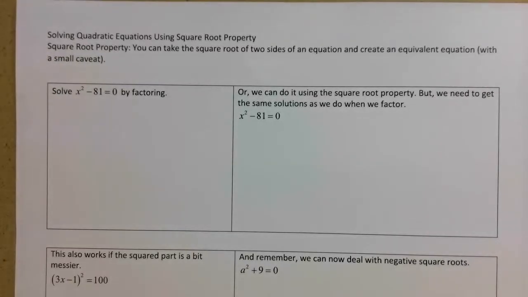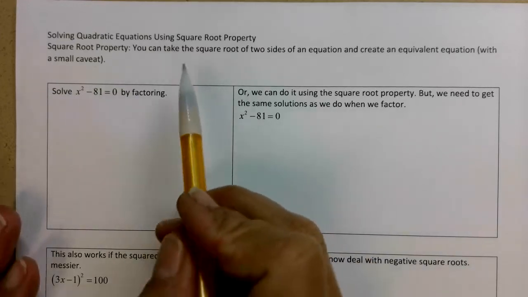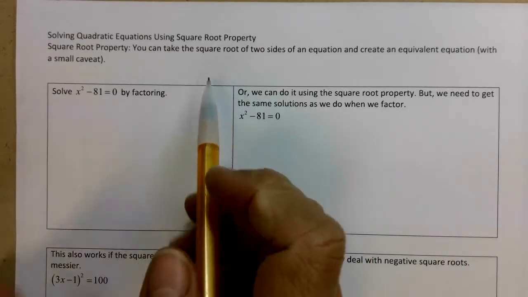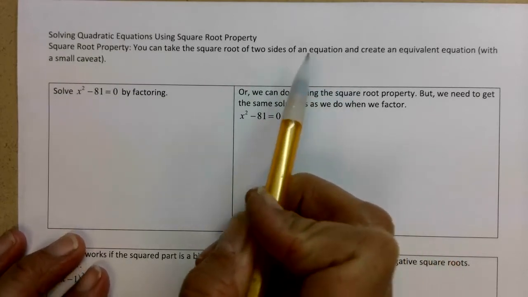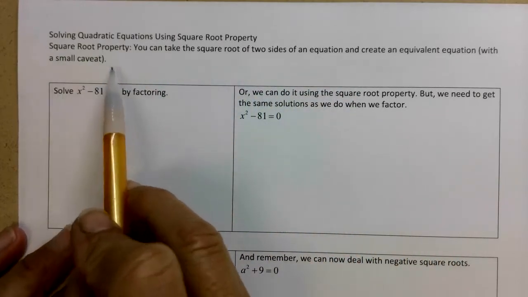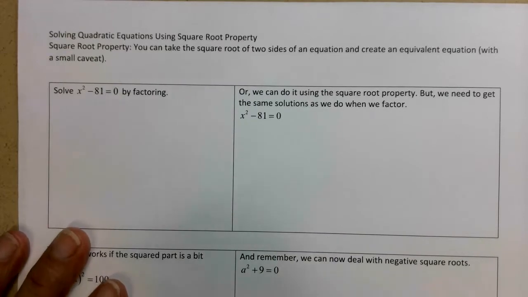So I want to show you how we can use the square root property to solve quadratic equations. The square root property says you can take the square root, and really any root, of both sides of an equation and create an equivalent equation with a small caveat, so fine print.